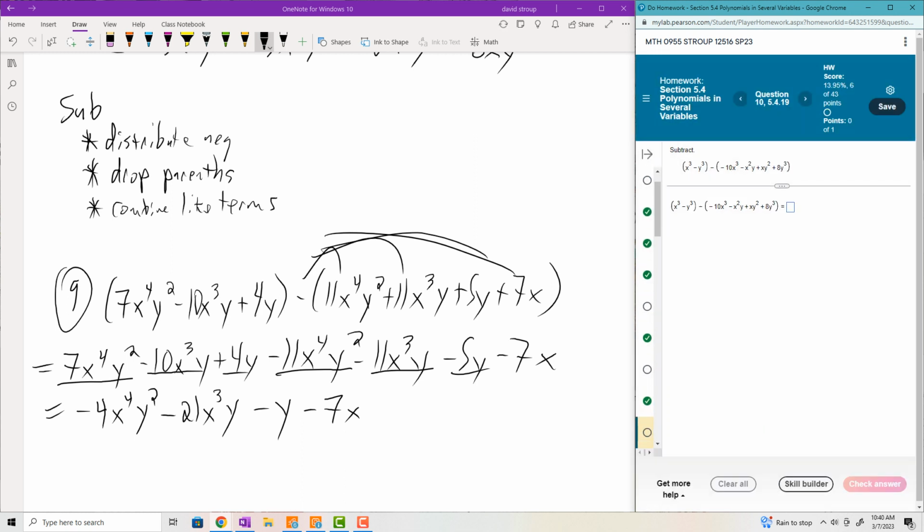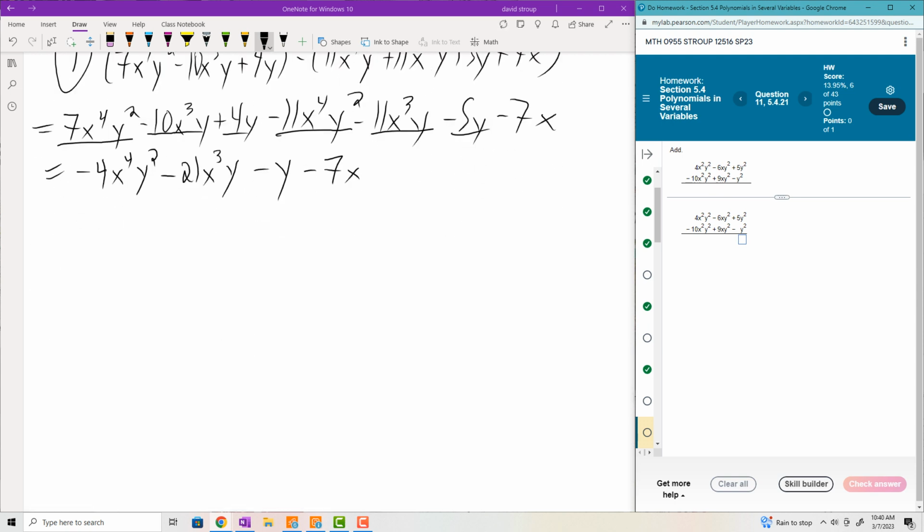Okay, more distribution. Oh, and then we have the vertical alignment for addition. It's no big deal, you just add column-wise. And then subtraction versions of vertical addition. So, okay, so let's do number 11.